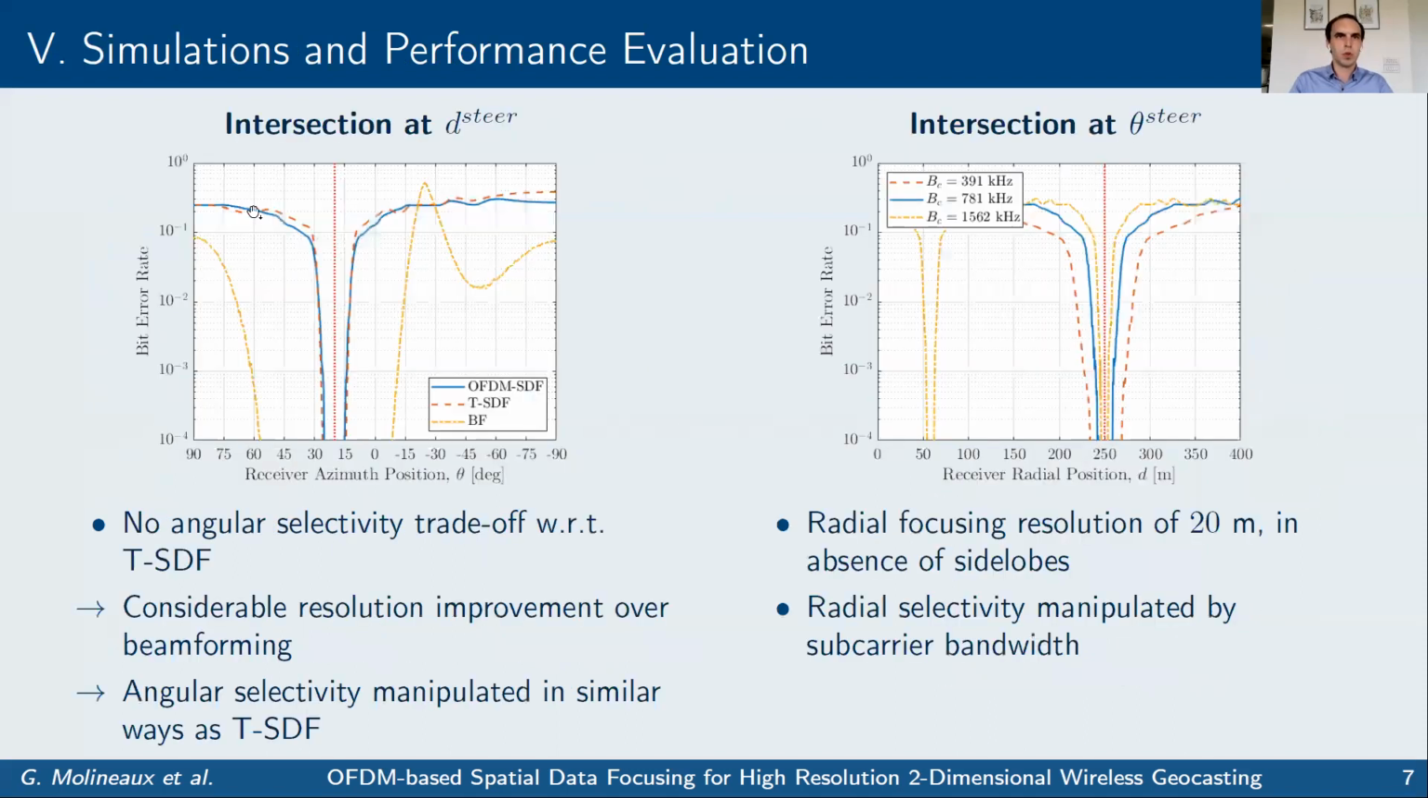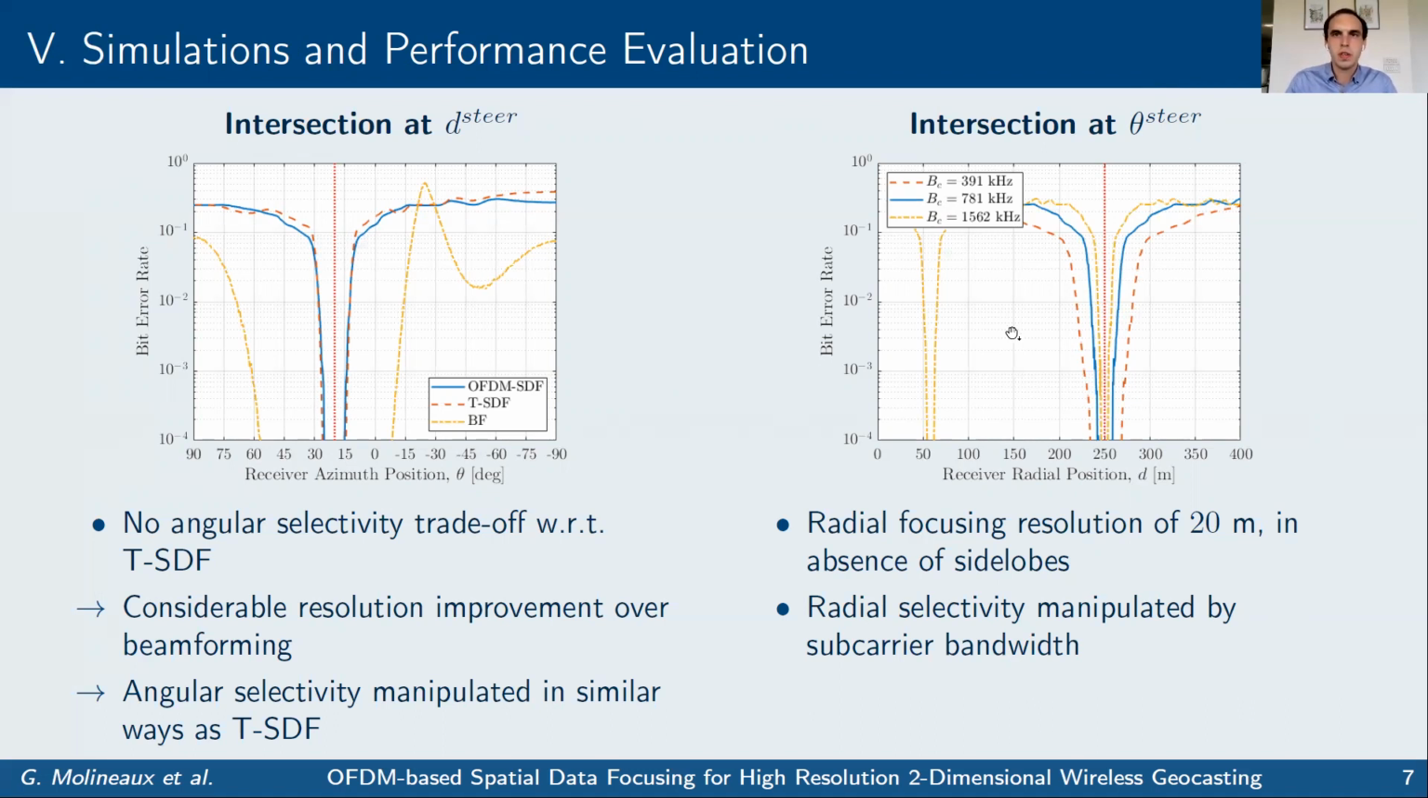We can also look at an intersection of this figure at the steering range and also at the steering angle. So at the steering range, having on the y-axis the bit error rate and on the x-axis the azimuth position of the receiver, we can compare the performance of OFDM-based spatial data focusing to time-based spatial data focusing. And we can see that there is no trade-off in terms of angular selectivity. On top of that, we see that we still have a considerable increase in spatial selectivity when we compare spatial data focusing to beamforming.